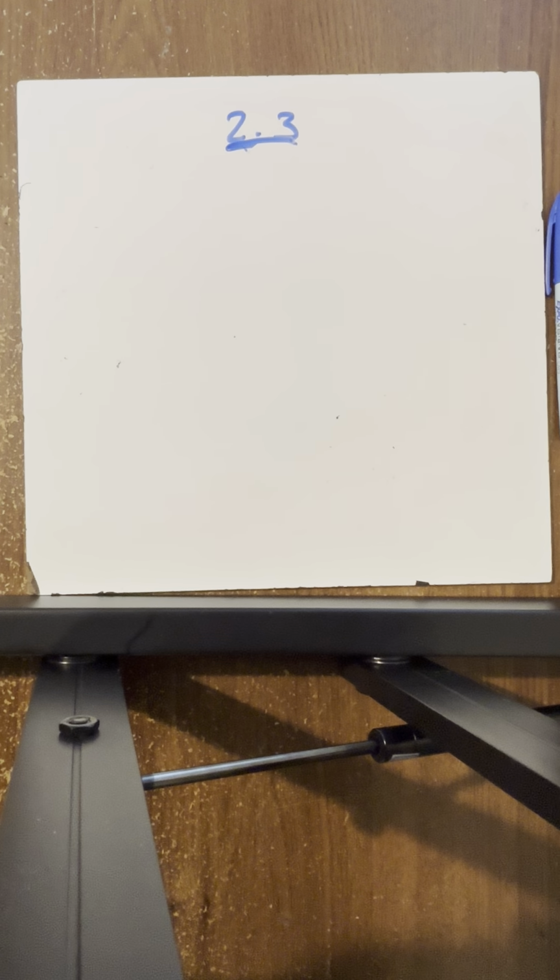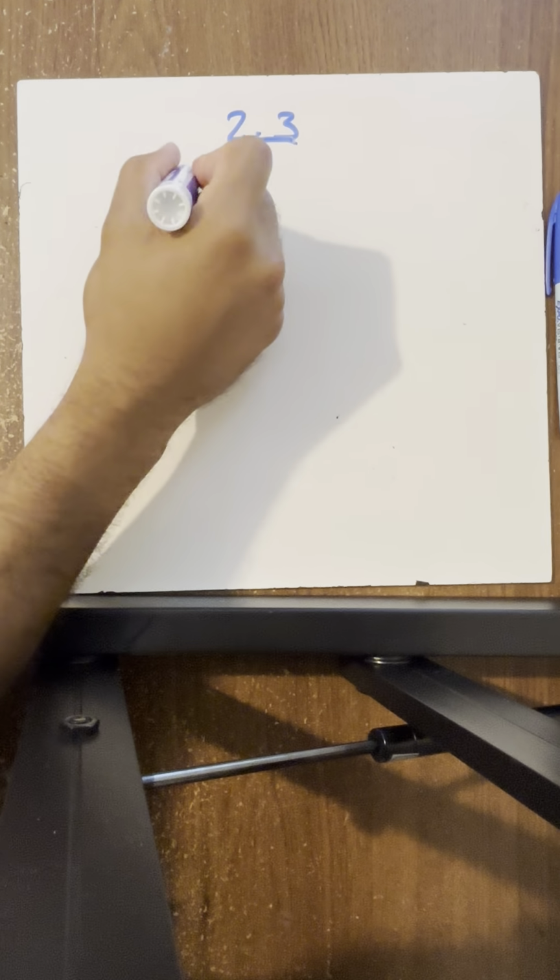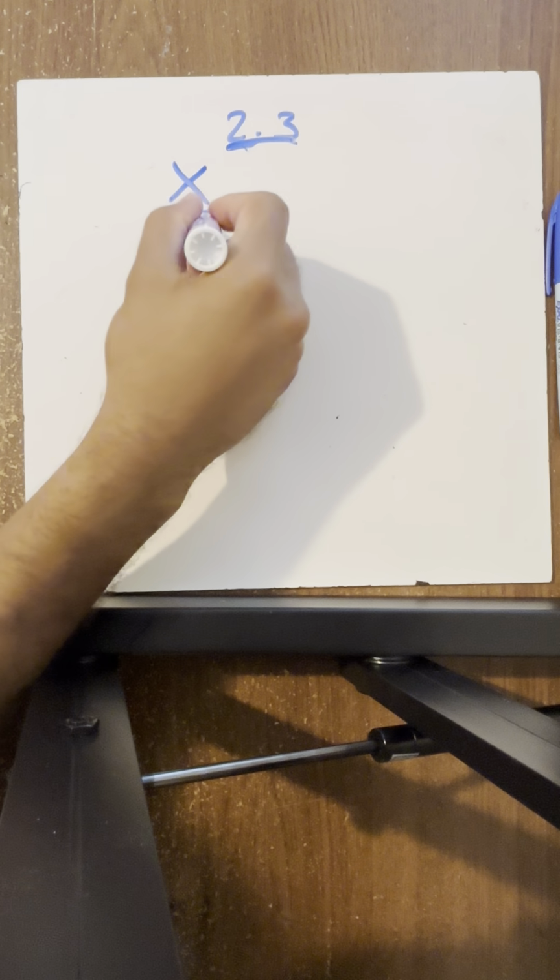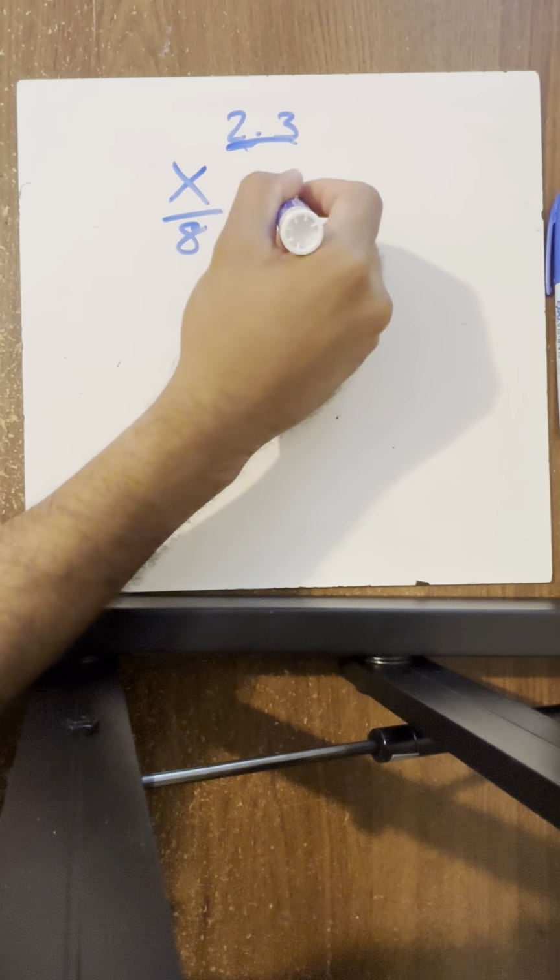All right, let's go and take a look at lesson 2.3. 2.3 is all about multiplying and dividing inequalities. So the first question could look something like x divided by 8 is greater than -5.